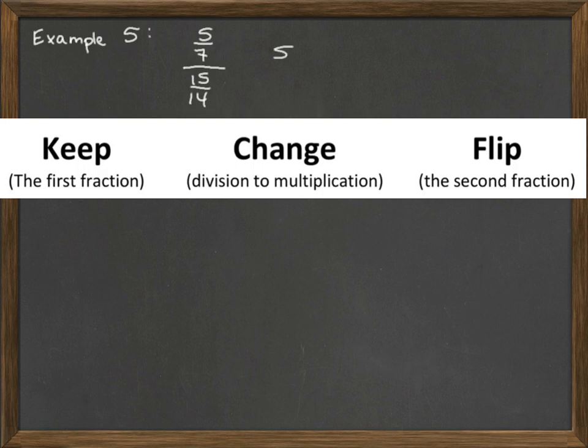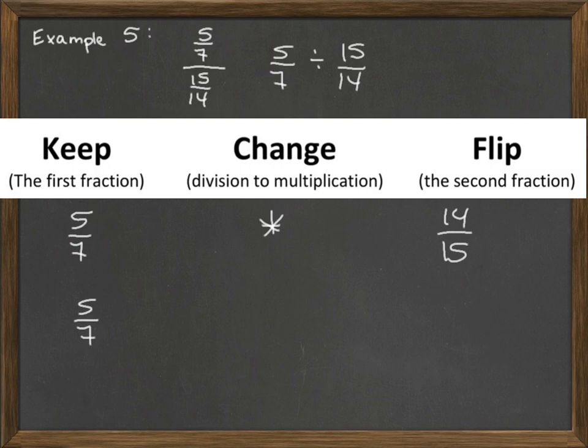So the first thing I'm going to do is I'm just going to rewrite it so that it looks like our first examples, right? So this, as I rewrite it, is not part of the keep, change, flip, right? I haven't started that process yet, okay? Now that I've rewritten it so it looks like this, now I will keep the 5/7, I will change the division to multiplication, and I will flip the second fraction, okay? So this becomes 5/7 times 14/15.